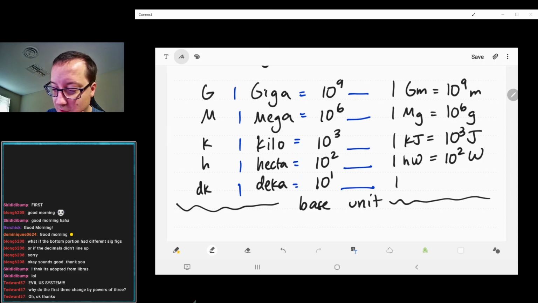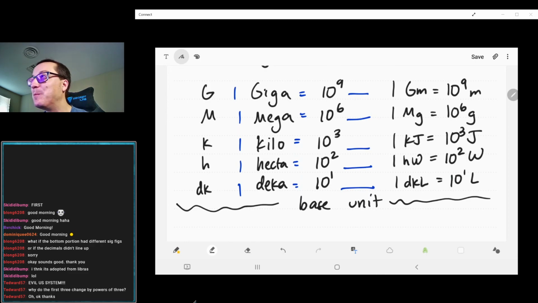And 1 decaliter is 10 to the 1 liters. I don't know. It's bizarre to see hecta and deca in use, at least for me. So the beauty of all these is they can use for any unit. So for example, we have units of length, mass, energy, power, and volume here. So you can use it with whatever you like.